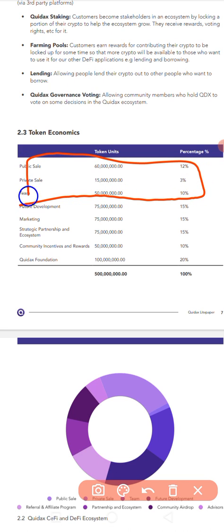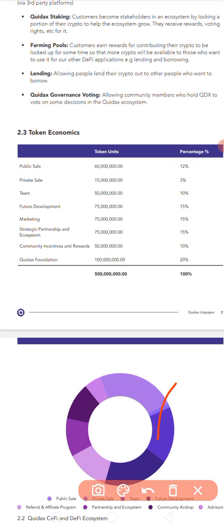25% of the entire coin is just held by a few people. Okay, so it's kind of rough. I don't really like what I'm seeing here, so I'm just going to leave it. Okay, so me, I don't like this particular coin because of their tokenomics.